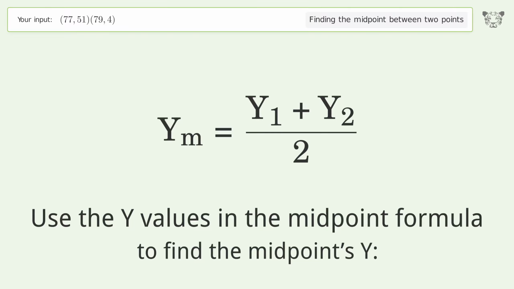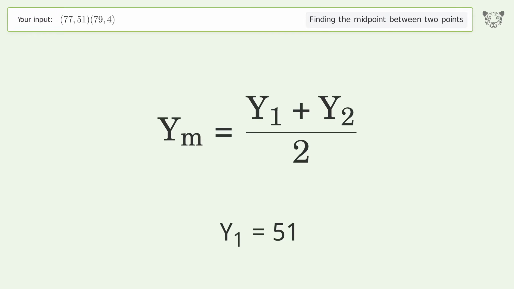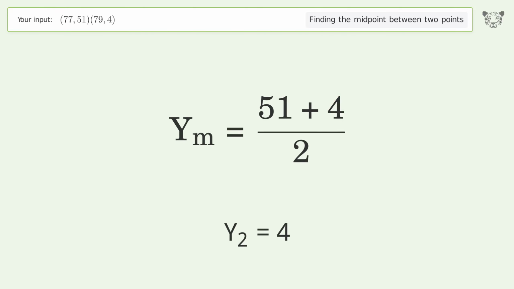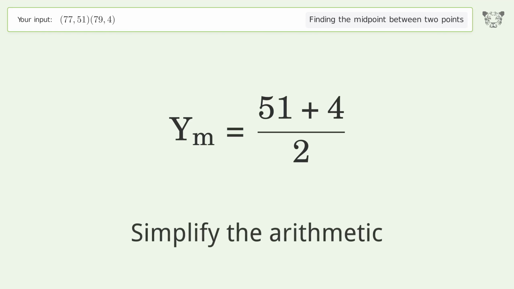Use the y values in the midpoint formula to find the midpoint's y. y1 equals 51. y2 equals 4. Simplify the arithmetic.